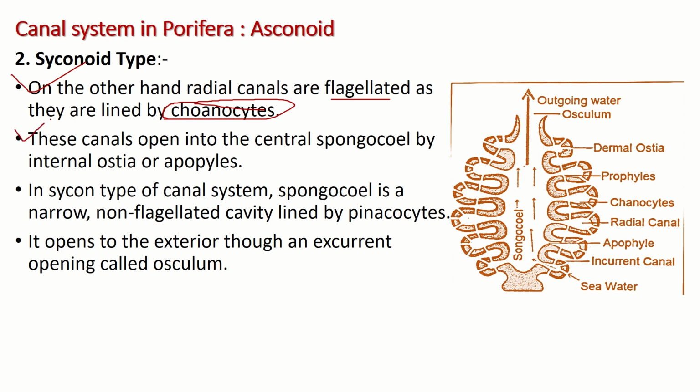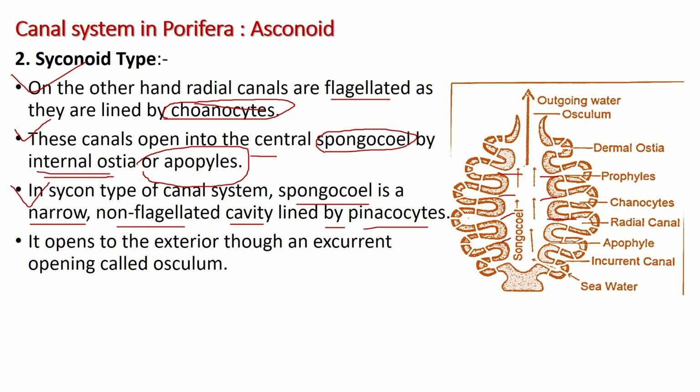These radial canals open into the central cavity called the spongocoel by internal ostia, which are called apopyles. Apopyles are internal ostia. Here in the diagram we can find an apopyle. In sycon, the spongocoel is a narrow, non-flagellated cavity lined by pinacocytes.